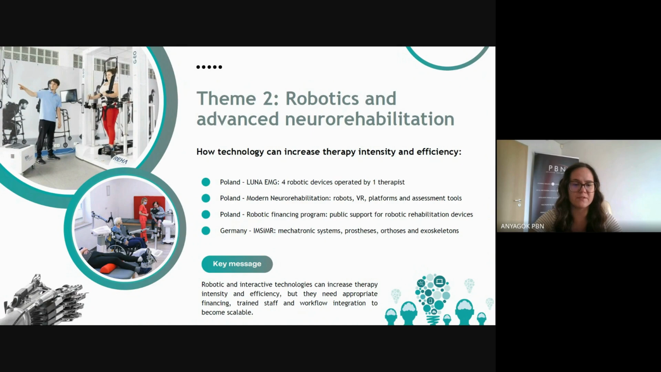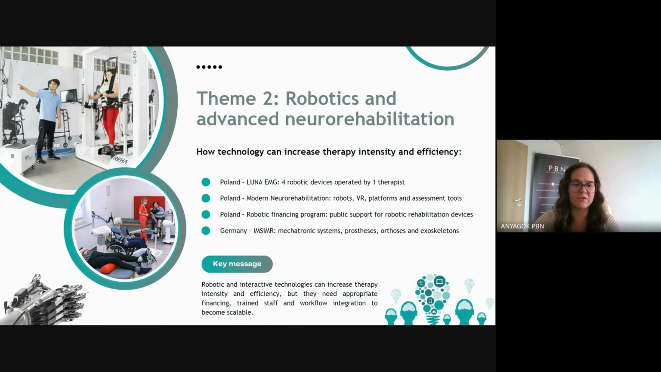So the second group focuses on robotics, mechatronics, and technology-supported neurorehabilitation. A common challenge is that neurological rehabilitation often requires intensive, repetitive, and task-oriented therapy, but health systems face staff shortages, reimbursement limitations, and increasing demand. The Polish Luna EMG multi-unit concept is a strong efficiency example. Four robotic devices can be operated by one therapist, allowing several patients to train at the same time.